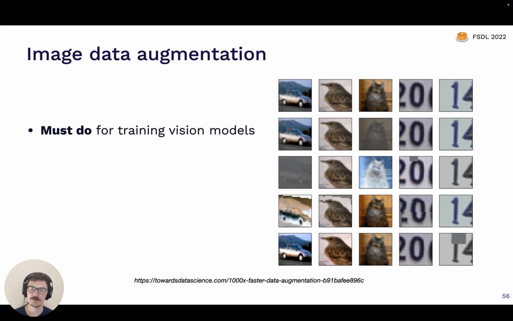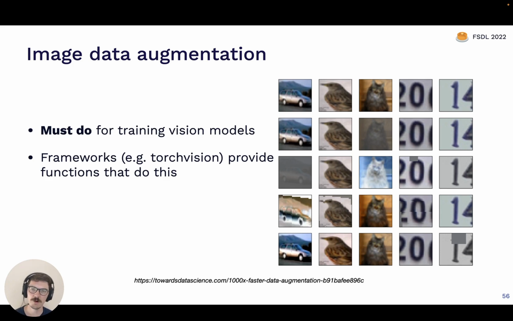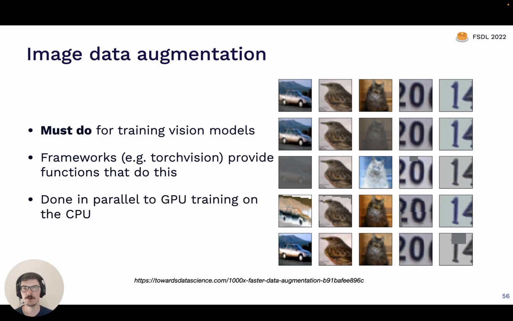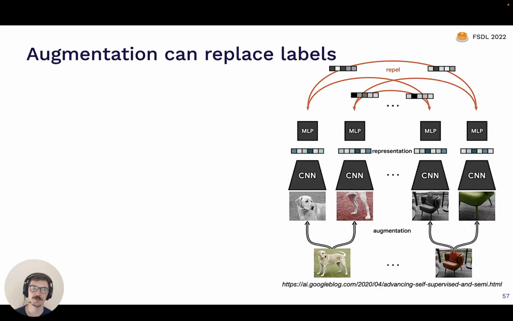Data augmentation is something that must be done for training vision models. There are frameworks, including Torchvision, that provide you functions to do this. It's changing the brightness of the data, the contrast, cropping it, skewing it, flipping it, all kinds of transformations that basically don't change the meaning of the image, but change the pixels of the image. This is usually done in parallel to GPU training on the CPU. And interestingly, the augmentation can actually replace labels.